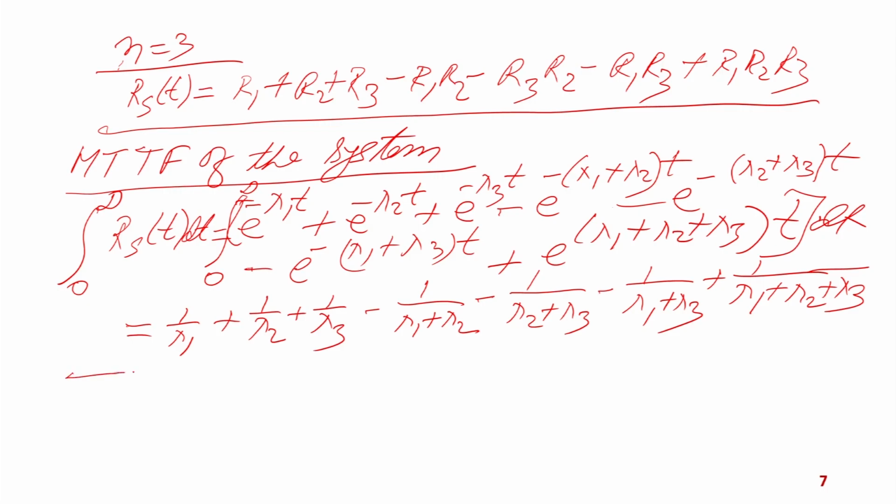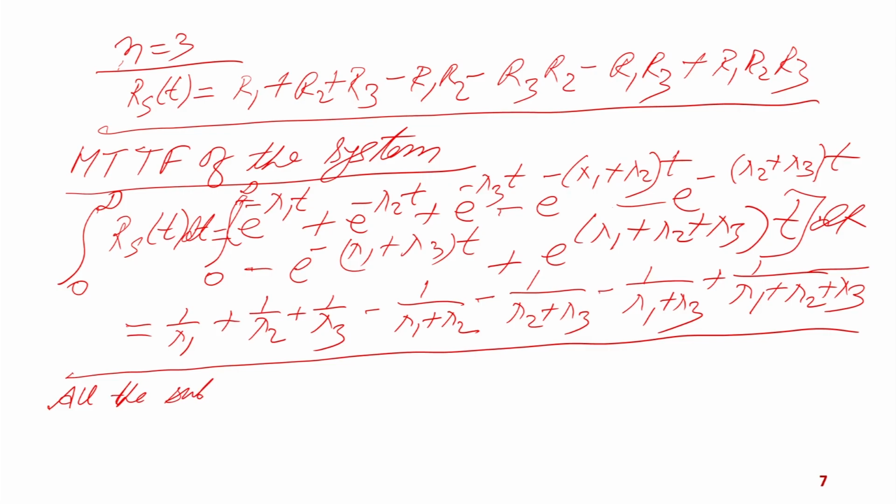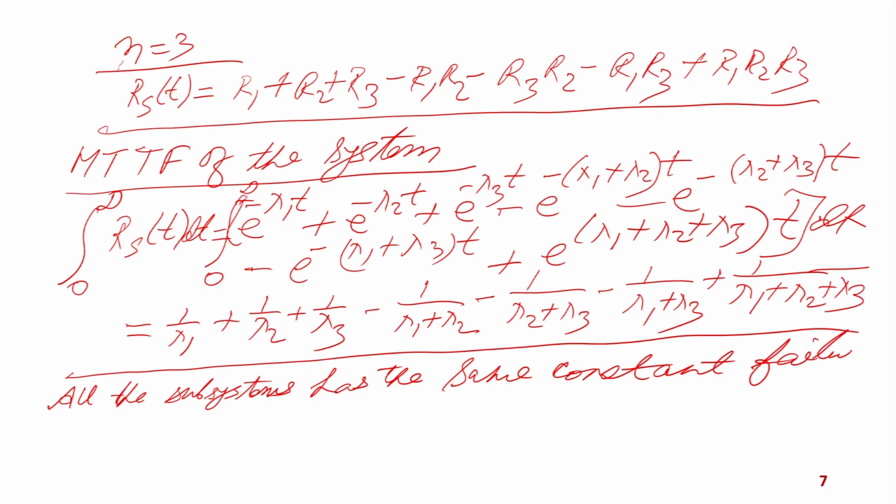So, now I will consider, suppose all the subsystems have the same constant failure rate, and we will put lambda 1 is equal to lambda 2 is equal to lambda 3 is equal to lambda I. So, then I can write the MTTF as 1 by lambda I plus 1 by lambda I plus 1 by lambda I.